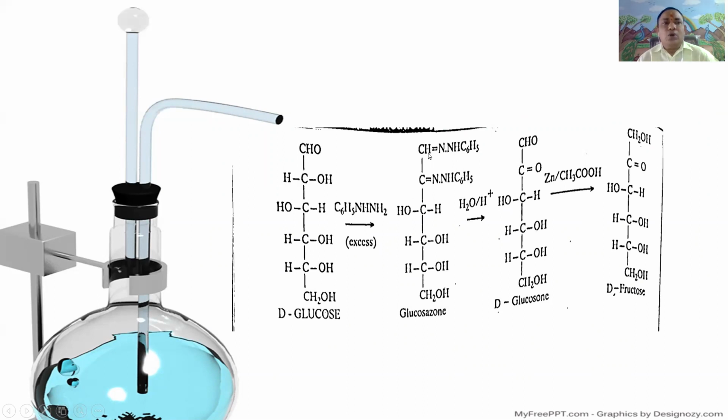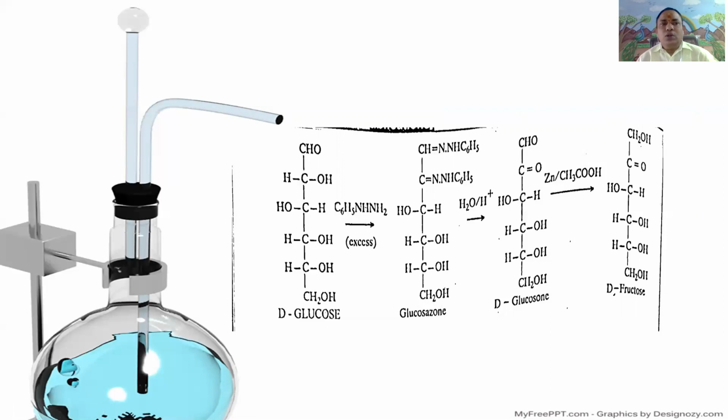It can also be called glucosazone: CH double bond N NH C6H5, C double bond N NH C6H5, CHOH, CHOH, CHOH, CH2OH. It is called glucosazone or osazone of glucose.